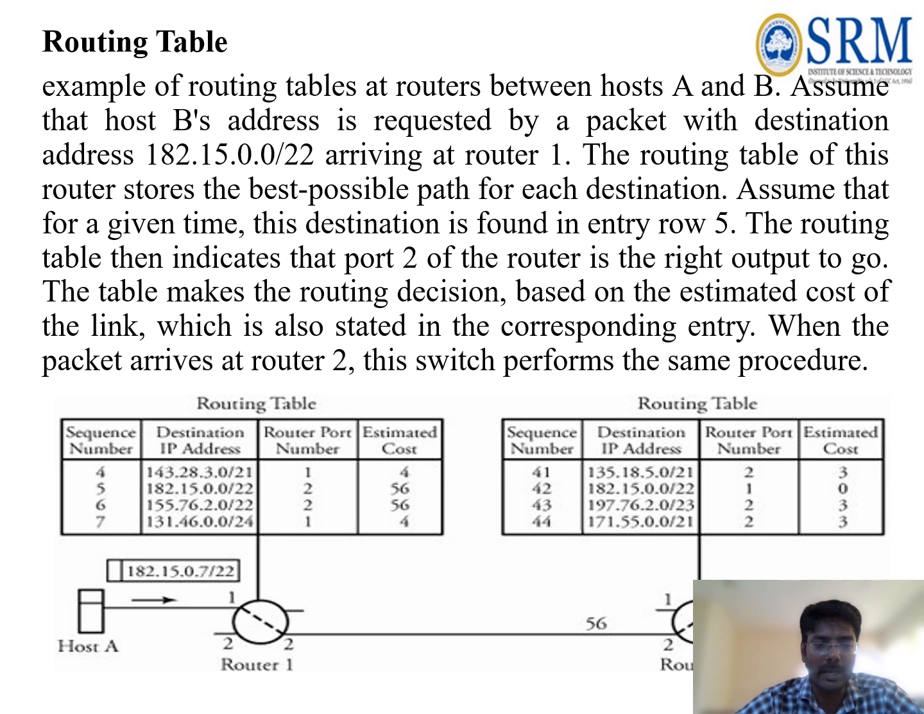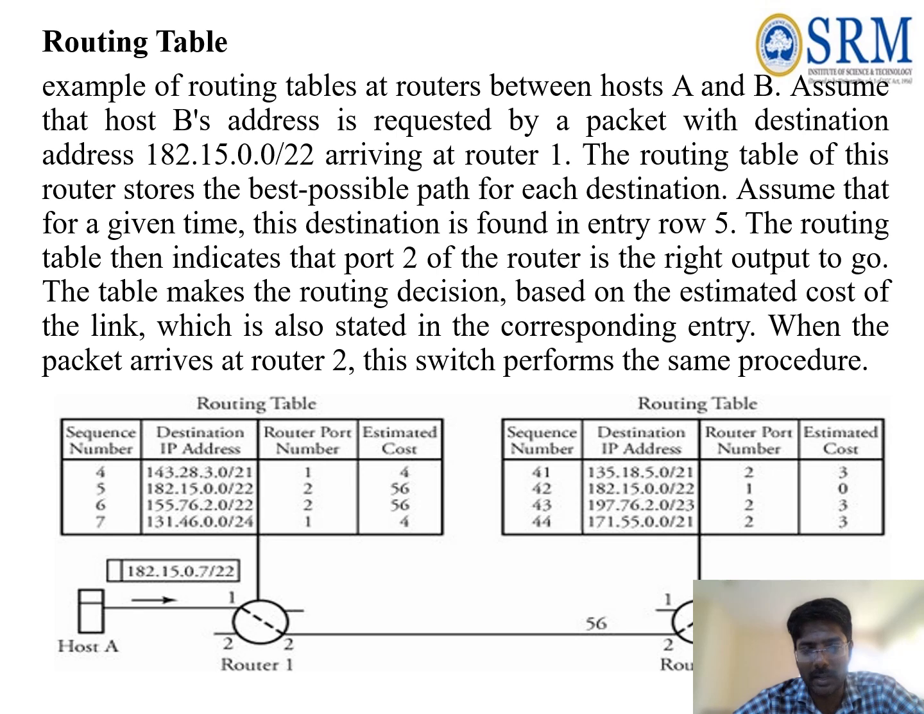So here we have the routing table of router 1, and this is the routing table of router 2. So what details are available? The sequence number of the packets, the destination address of the packet, the routing port number, and the estimated cost. So how much it costs to transfer one packet from one end to the other end.